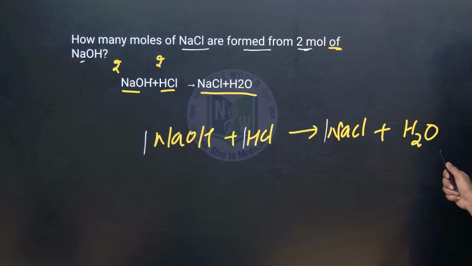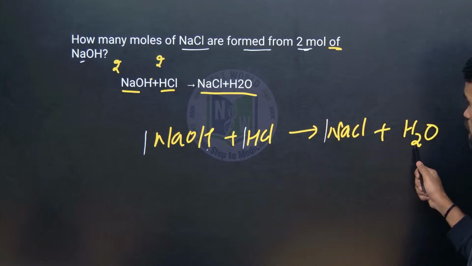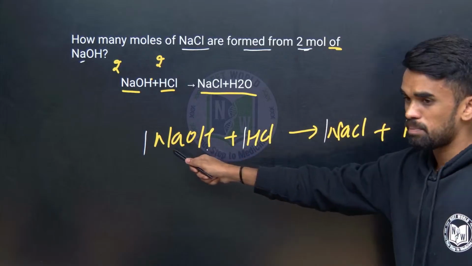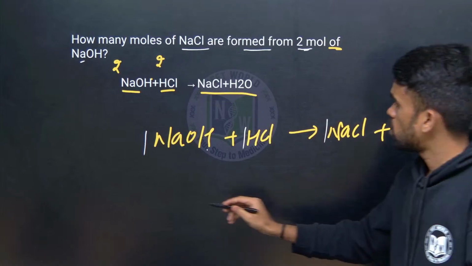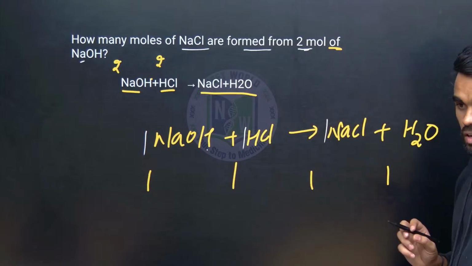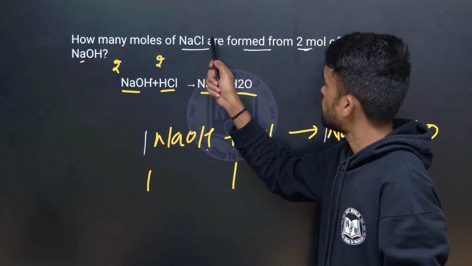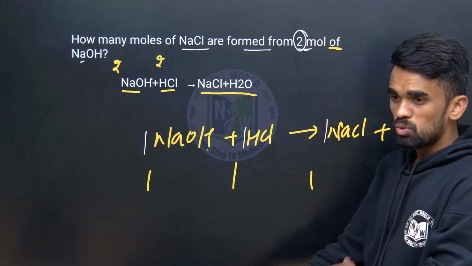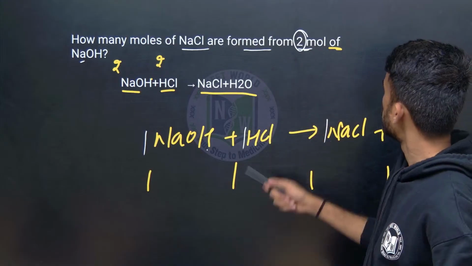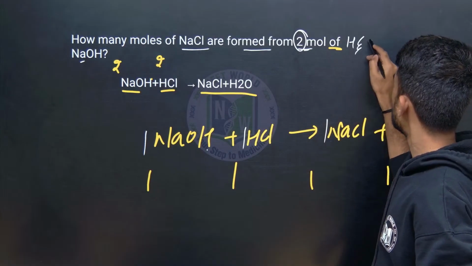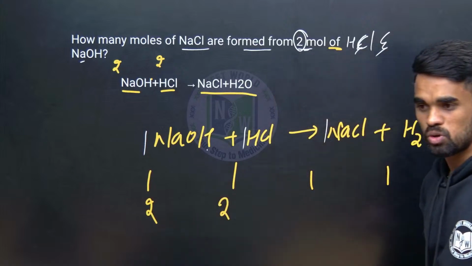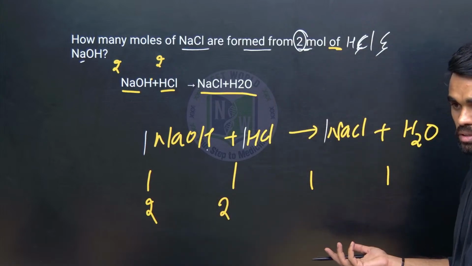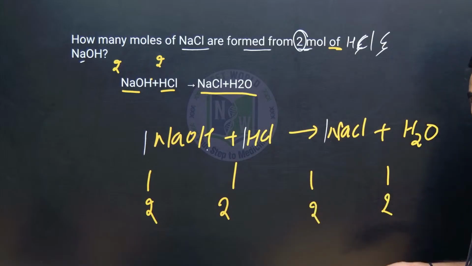See whether all the things are balanced or not. 2 hydrogens, 1 oxygen, 1 Na plus, 1 Na plus, 1 Cl minus, 1 Cl minus. That's it, everything is balanced. So the mole ratio is 1, 1, 1, 1. But in the question, what are they giving? 2 moles of HCl and 2 moles of NaOH. Now tell me, how many moles of NaCl is formed? This is also 2 moles.